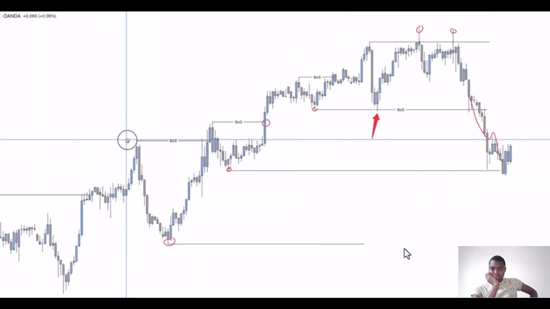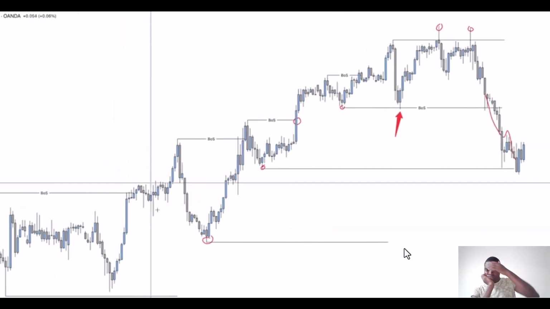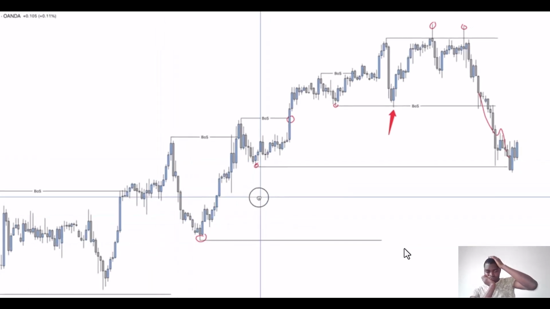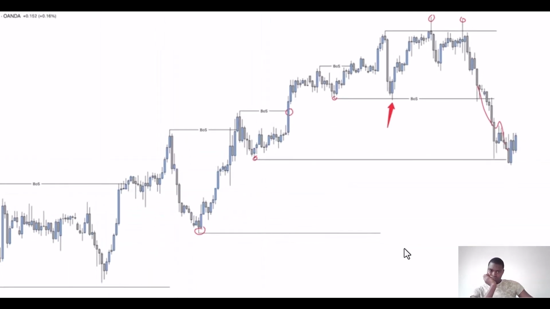So by marking the BOSs and marking the swing highs and lows and waiting for a break of structure either way, we basically get validation of whether a trend is going to continue going up, continue going down, or reverse to the other direction.